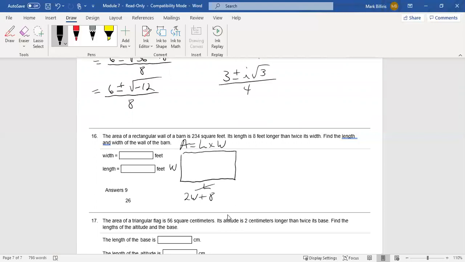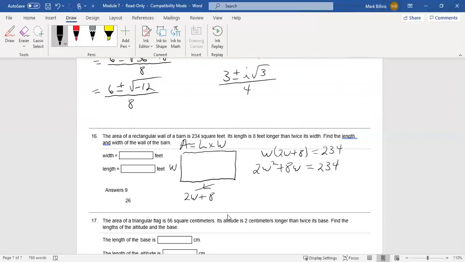So it says the area. Remember, to find the area, we're going to multiply these two together. So the width times 2 times the width plus 8 is going to equal, in this case, 234. So again, in place of length, we put in the relationship: the length is 8 feet longer than twice the width. So now we distribute. w times 2w is 2w squared. w times 8 is 8w, and that gives us 234.